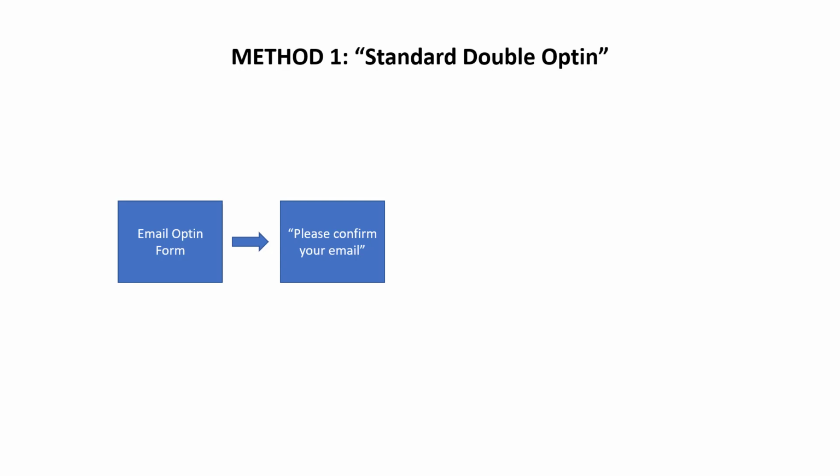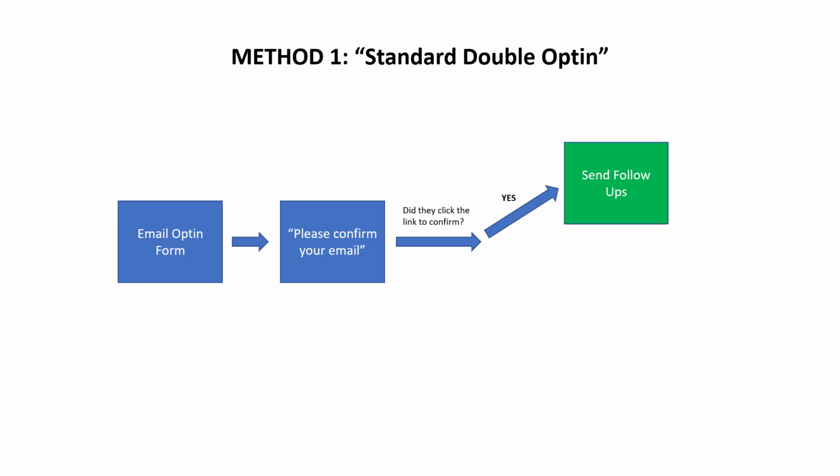It's the good old-fashioned standard double opt-in. So what happens here, we have an email opt-in form. Maybe this is where you give away your free report or a newsletter, whatever it is online. And before we allow that person, that subscriber, fully onto our list, what we do is send them a confirmation email. So please confirm your email. And then we check to see if they clicked the link in that email. And if they have clicked the link to confirm their email, fine. Then we send follow-ups, they're fully on our list. But if they don't confirm, then we stop and we never send them another email.